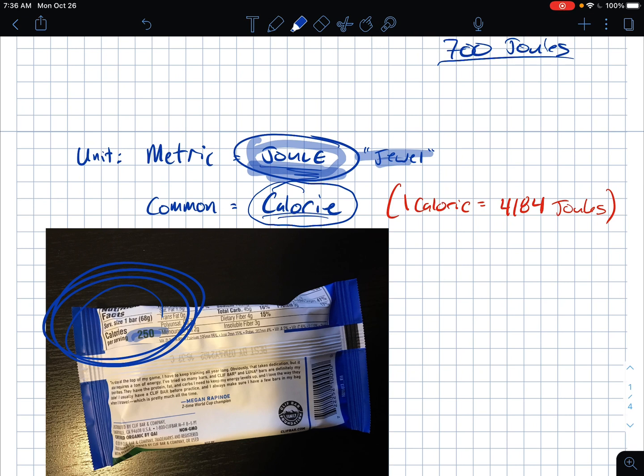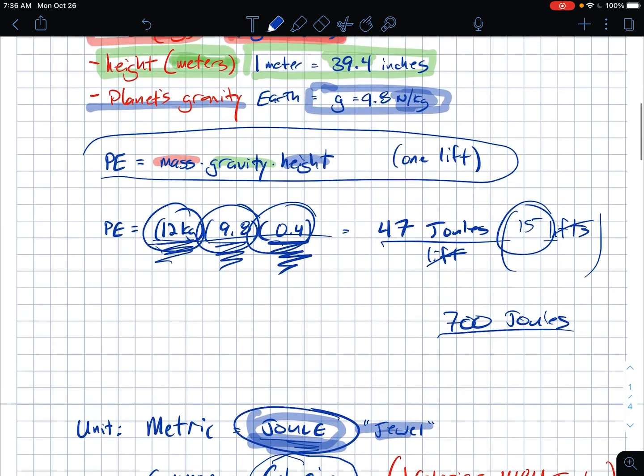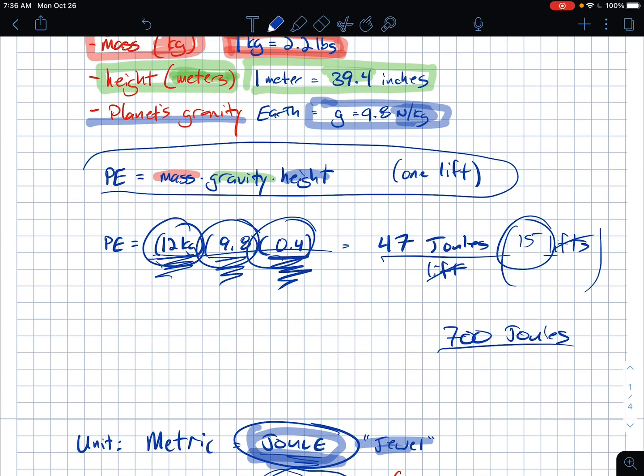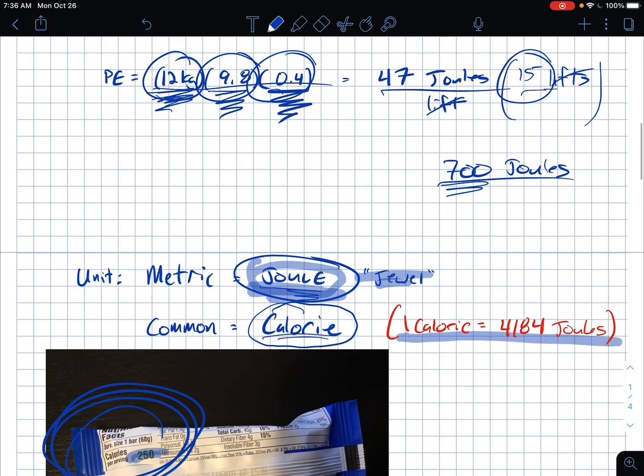To be able to convert these and to be able to go back and forth between joules and calories, we just use the conversion factor that 1 calorie is 4,184 joules. So a food calorie is actually quite a bit of energy, right? Me doing these reps with a 25-pound dumbbell, 12 kilograms right there, lifting that thing 15 times, I only burned about 700 joules, which is going to be roughly 1/6 of a calorie. Like, that's not a ton of energy that I just burned right there. That's not really that heavy of a weight, and I didn't do it all that much.